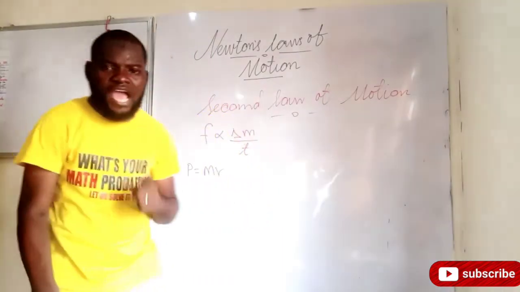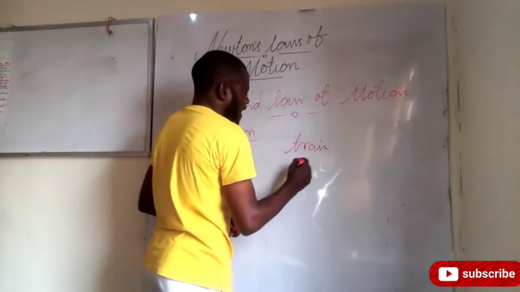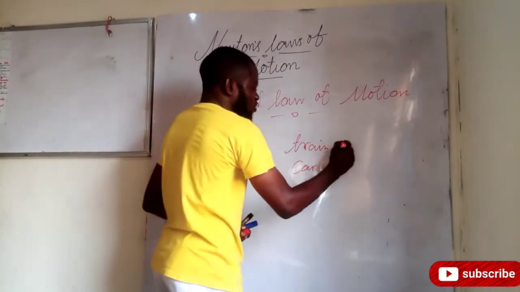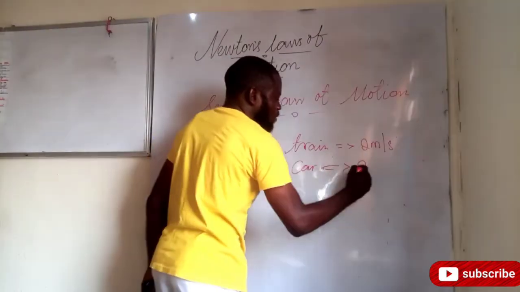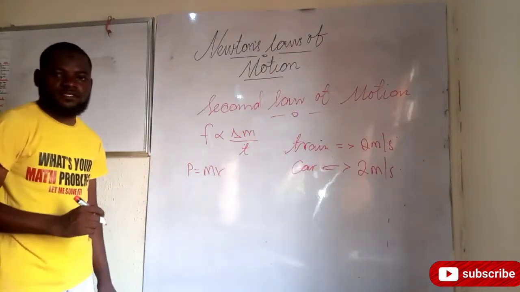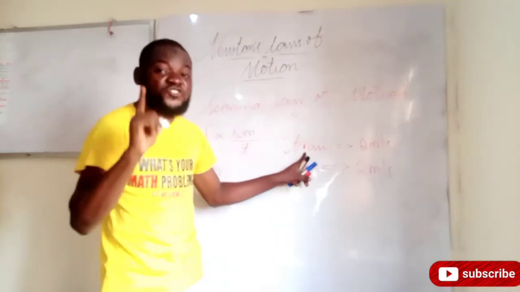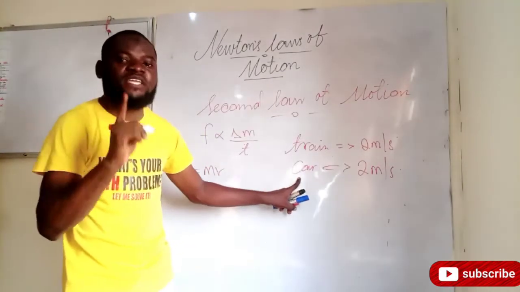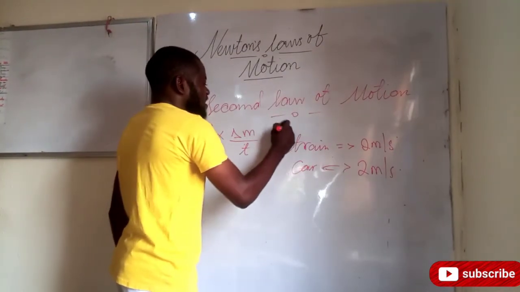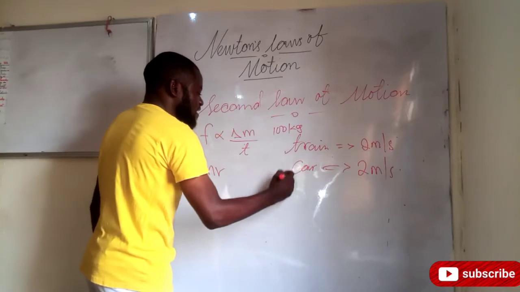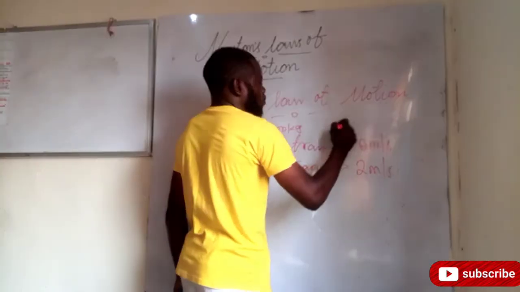For instance, if I have a train and I have a car, and this train is moving with a velocity of 2 meters per second, and the car is also moving with a velocity of 2 meters per second. Mind you, their momentum cannot be the same. Why? Because the mass of the train is absolutely greater than the mass of the car. Now, let's take for instance that the mass of the train is 100 kilograms and the mass of the car is 10 kilograms. Just an instance. Definitely they are more than that.